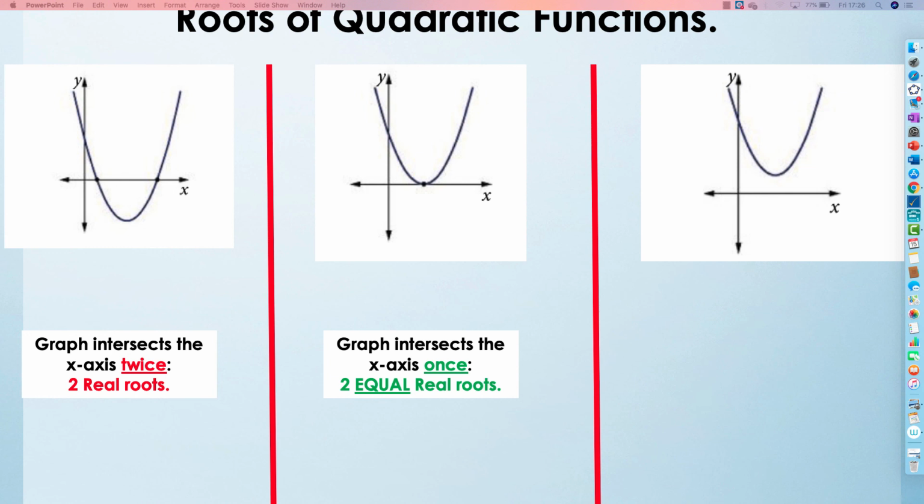The curve hits the x-axis only in one spot. What that means is the graph has equal real roots. What I mean by that is, if you look at the following, we're going to take the example this time: x squared minus 6x plus 9 is equal to 0. Is that right? We're going to take this example.